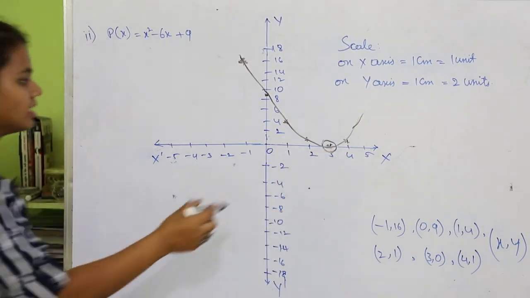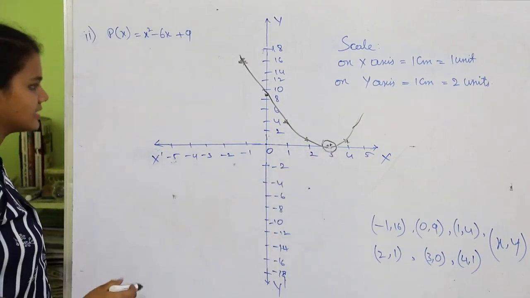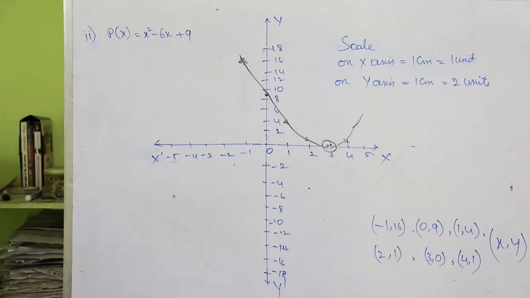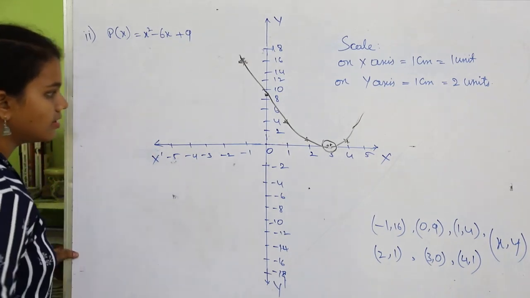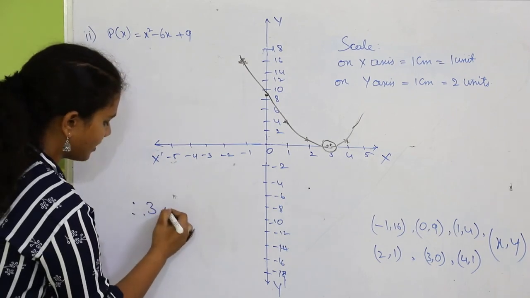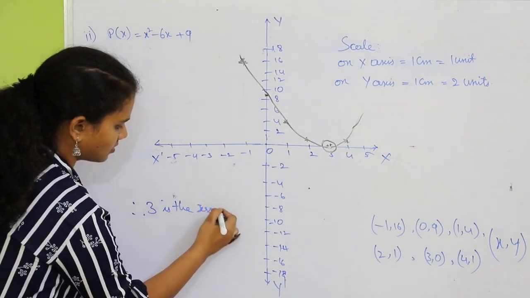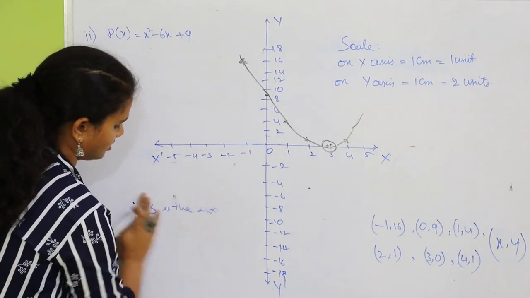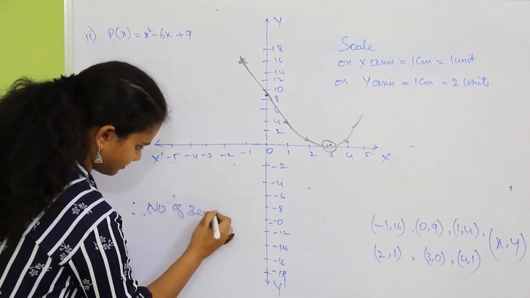Here, at 3 comma 0, the x axis is getting touched. So only 1 point is on the x axis. Therefore the number of zeros of the polynomial is only 1, and 3 is the zero of the polynomial.